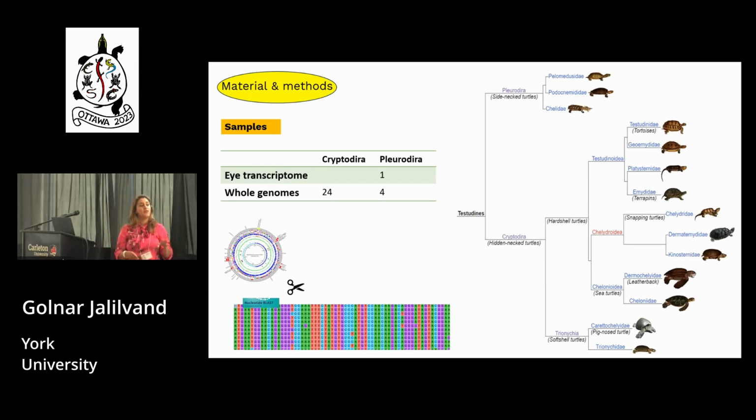For the samples, we used 24 whole genomes from cryptodira and 4 from pleurodira, which were available on NCBI GenBank. And we had 1 eye transcriptome of pleurodira, which is really important because using that eye transcriptome, we can say which genes are expressed in the eye.